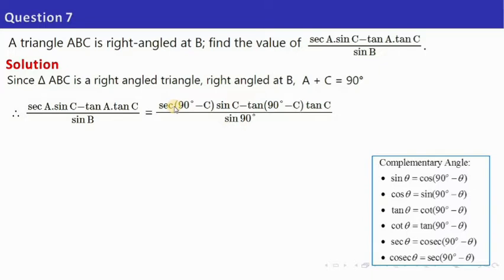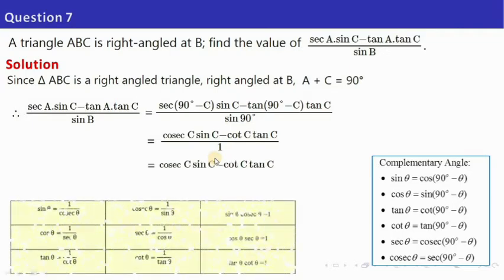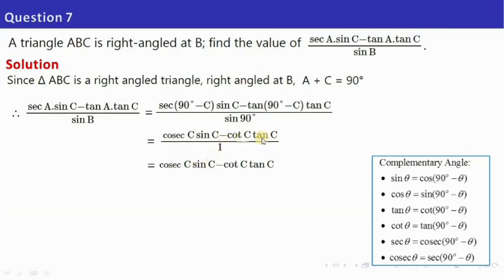Now let us put the formula here. We know that sec 90 minus theta is cosec theta. So that's why this becomes cosec C. Similarly, tan 90 minus theta, that is tan 90 minus C, becomes cot C. And what is the value of sine 90? This is a standard angle, so from the trigonometric table that we learned in earlier chapters, we know that sine 90 will be 1. Anything divided by 1 will be that number itself. So this will be just cosec C sine C minus cot C tan C.